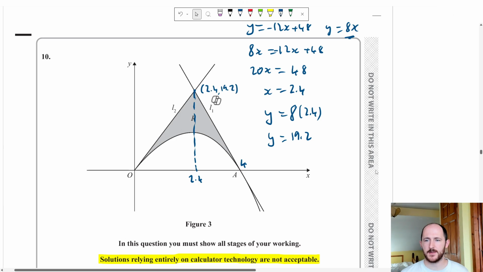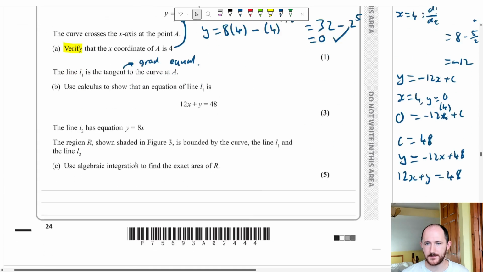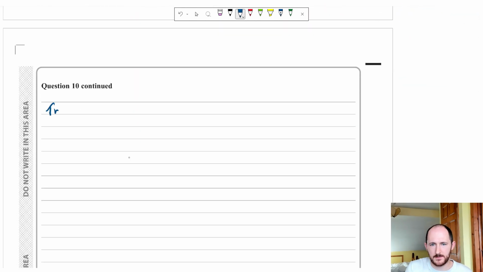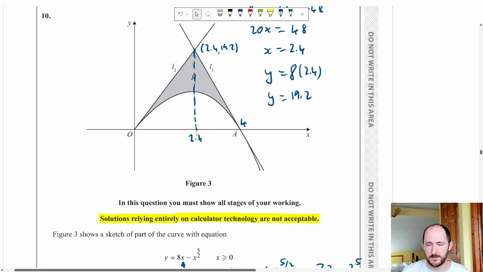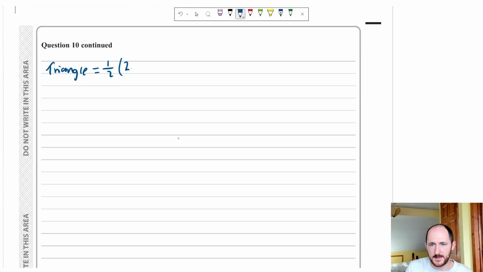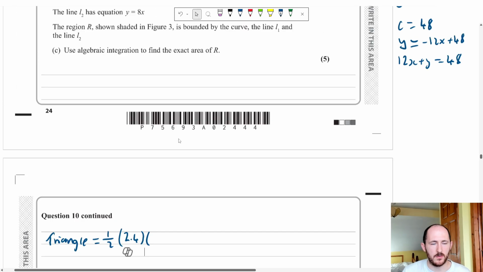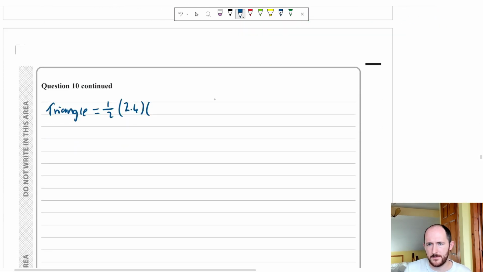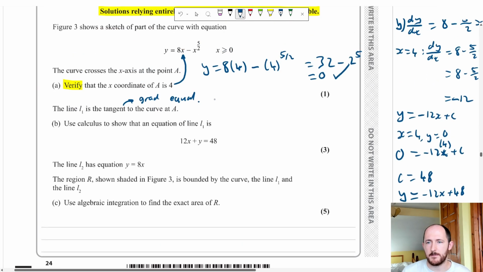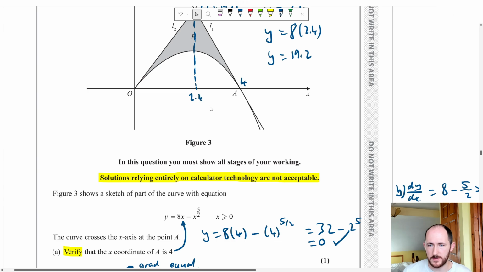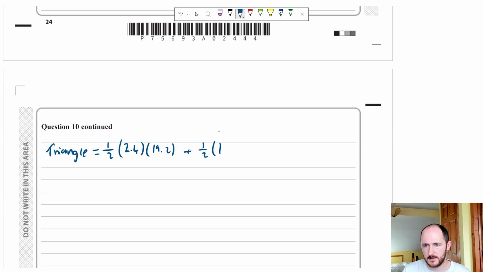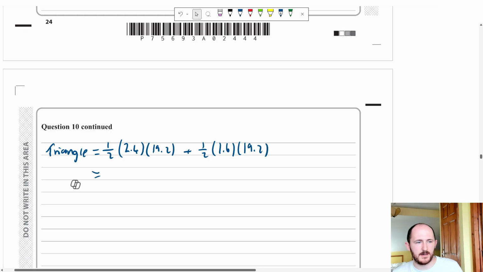So let's work out the area of the triangle first. Don't forget they want it as an exact value. It's going to be a half, the base goes from 0 to 2.4 first, so it's a 2.4 base, times the height of, what did we get? 19.2, yep. And then we're going to add on a half. Now the base is 4 minus 2.4, which is 1.6, times 19.2. Again, I'm sure it will be completely fine to put that on a calculator.